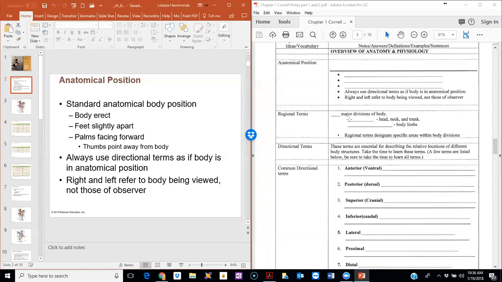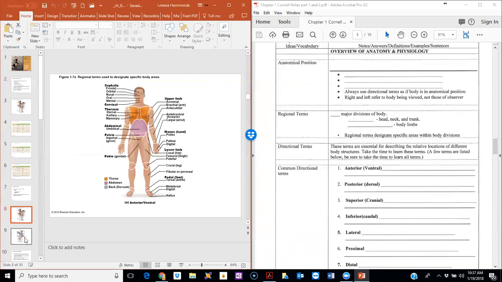All right, looking at what I have here, major divisions of the body, there are two major divisions of the body. The first one is the axial, which includes the head, neck, and trunk. And then second is appendicular, which is body limbs. The regional terms designate specific areas within the body. I want to say in your lab manuals, pages 2 and 3, and then there is slides 8 and 9 located within this PowerPoint that also goes over those regional terms.